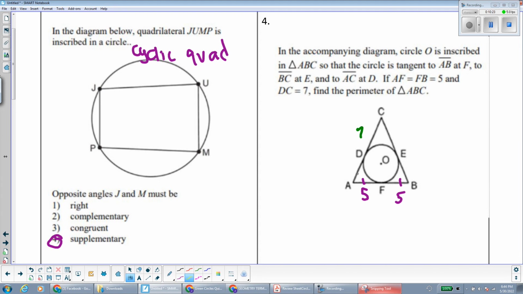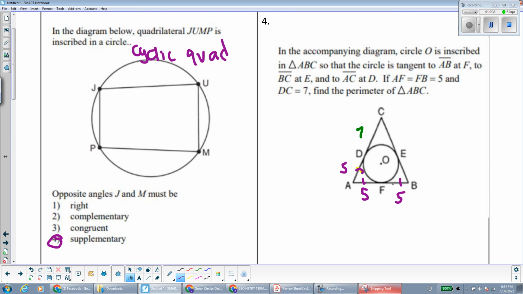So remember, we have a theorem that says if two tangents are drawn from the same external point, those two tangents are congruent. AF and AD are both tangent to circle O, and they're coming out of point A, so they're congruent to each other. If one is 5, the other is 5.